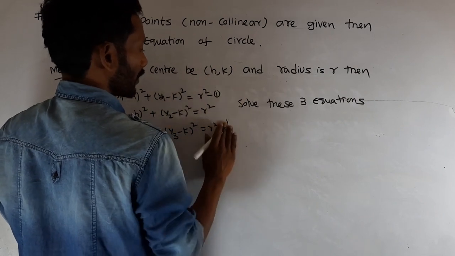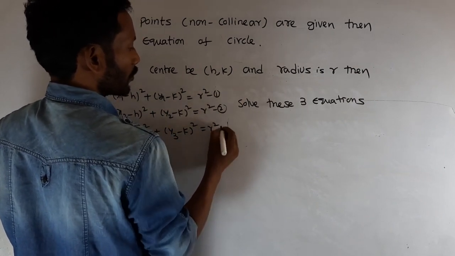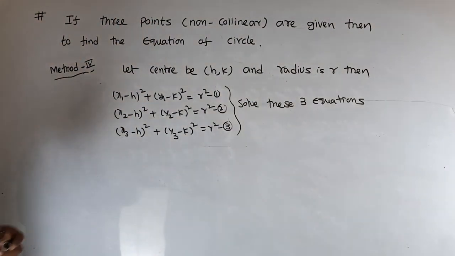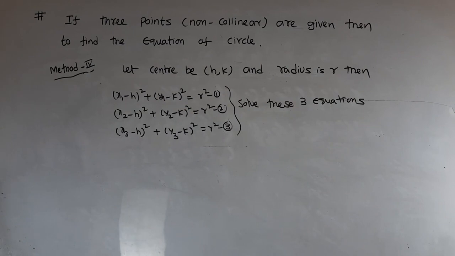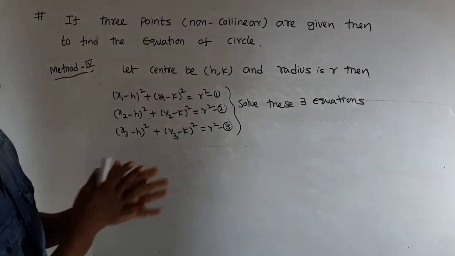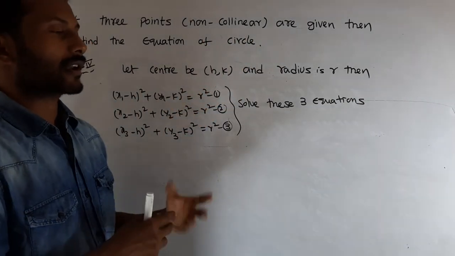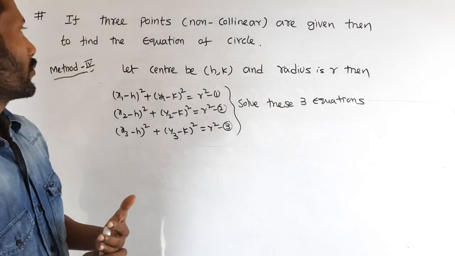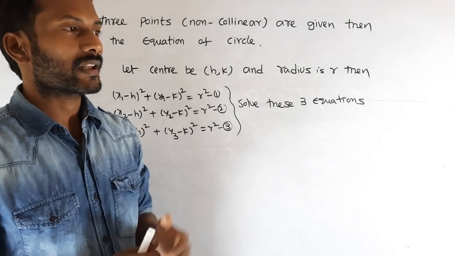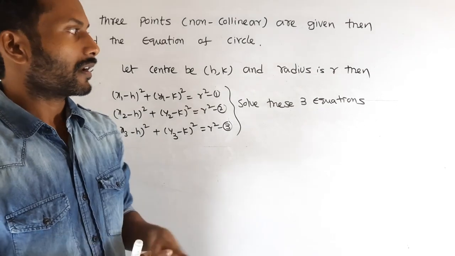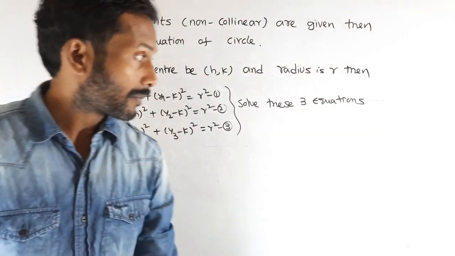Equation 1, equation 2, let us say equation 3. Solve three equations. Okay. If 3 non-collinear points are given, then to find the equation of circle, there are 4 methods. Method 1, method 2, method 3, method 4. Best ones are method 1 and method 2. Method 1 కానీ method 2 కానీ రెండు క్లియర్ చేసినా పర్లేదు. నెక్స్ట్ వీడియోలో మనం ప్రాబ్లమ్ సాల్వ్ చేద్దాం.